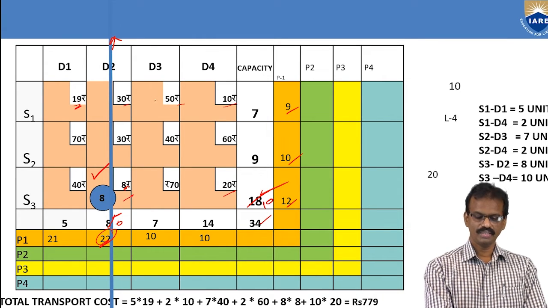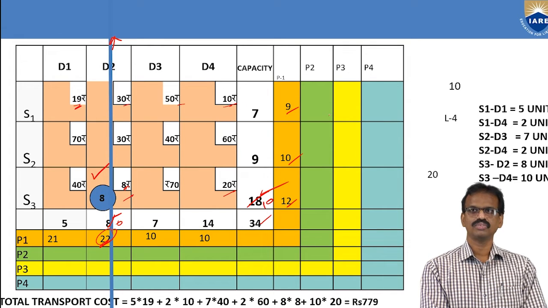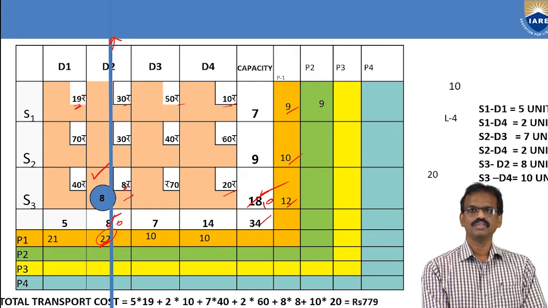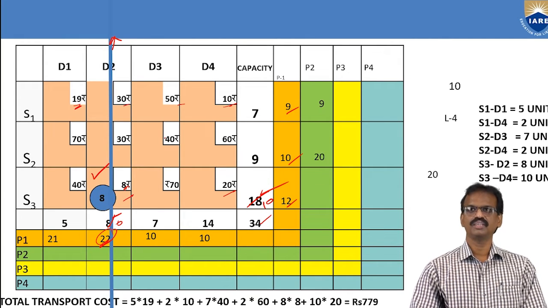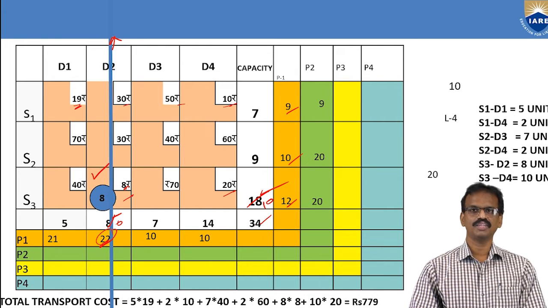Here 19, here 50, here 10. So the minimum value is equal to 10, the next smallest value is equal to 19. So 19 minus 10, here also 9. Here the minimum value is equal to 40, the next minimum is equal to 60. So 60 minus 40, 20, the penalty value. Next 40, 70, 20. So 40 minus 20, 20 is the penalty value.